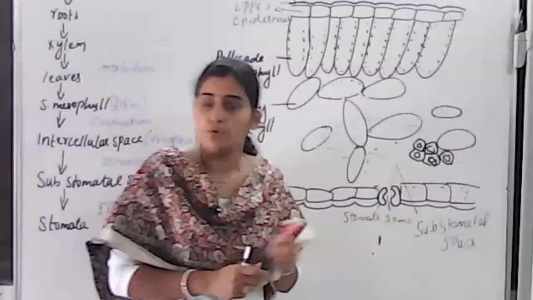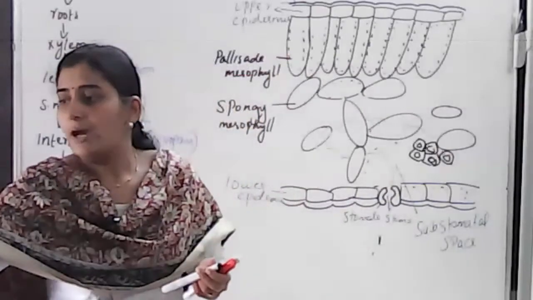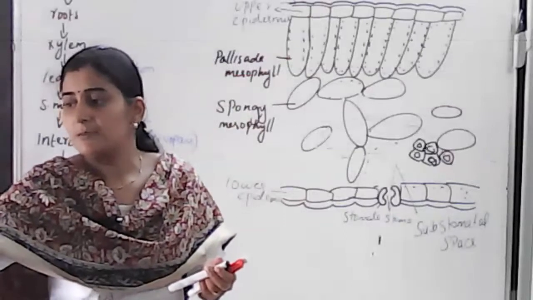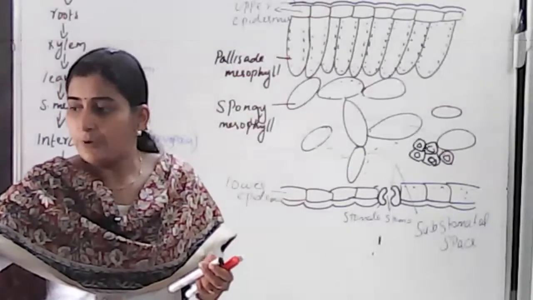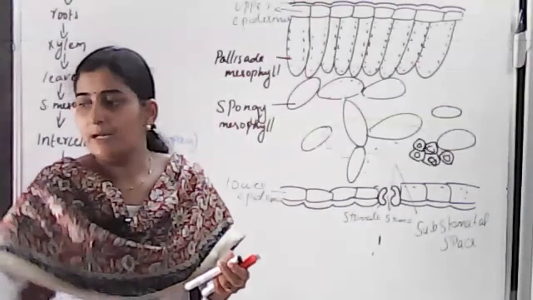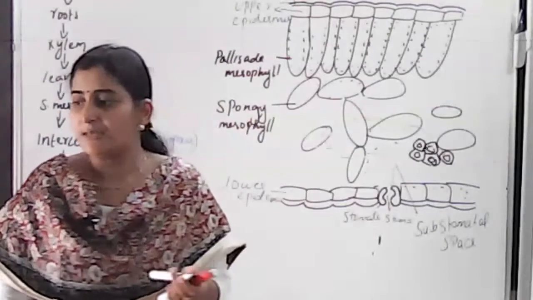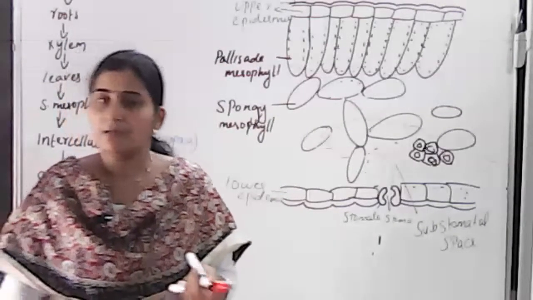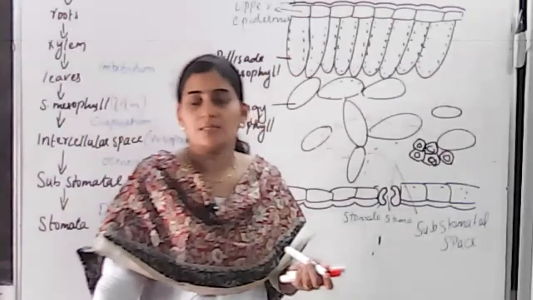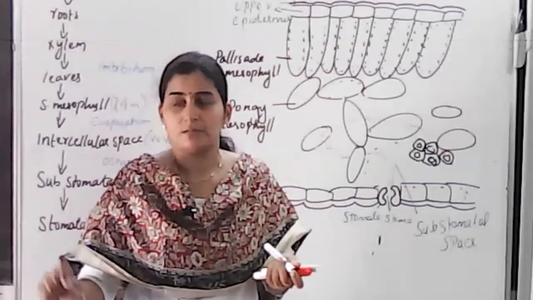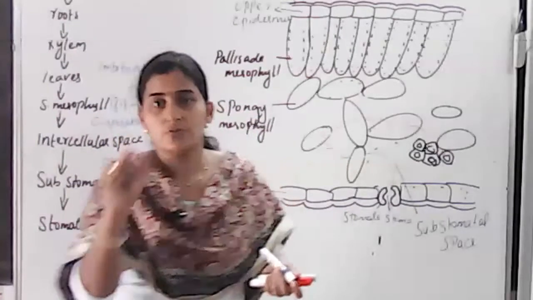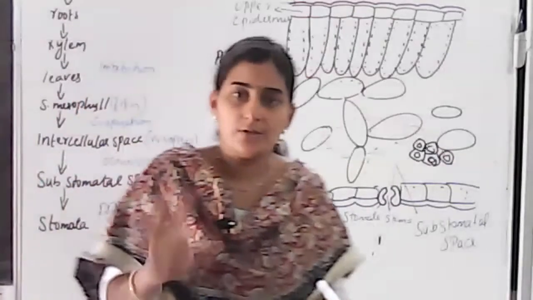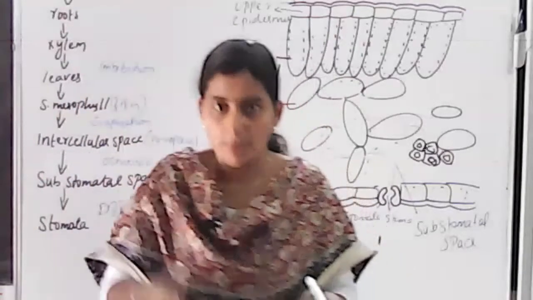Diagram also you can go through. In that diagram I think it's clear. You have the cuticle, upper epidermis, palisade mesophyll cell, spongy mesophyll cell, lower epidermis. Substomatal space is not mentioned there. Water vapor is shown there, no? In the same place you can just add substomatal space. Then one black colored region you see, there you can write stomata. That is the stomata. Through the stoma the water is given out.